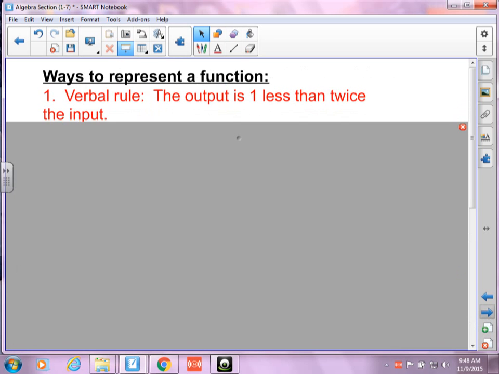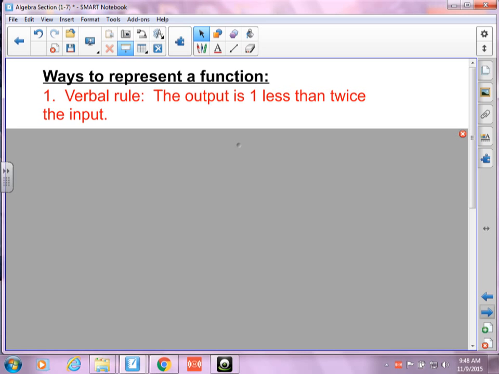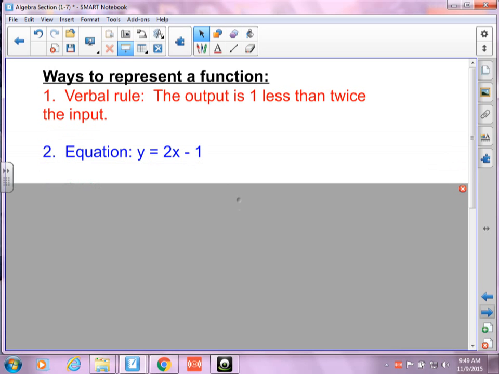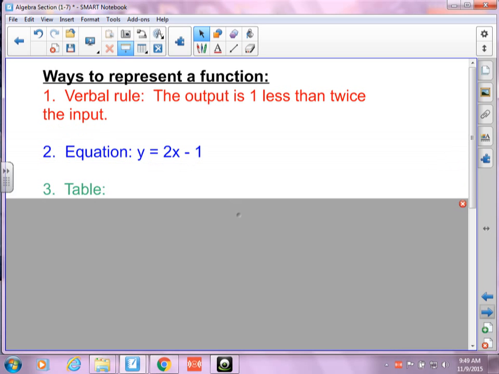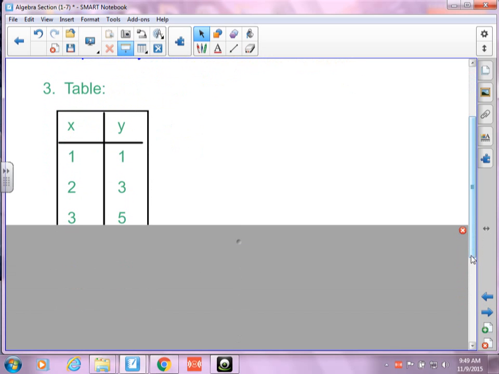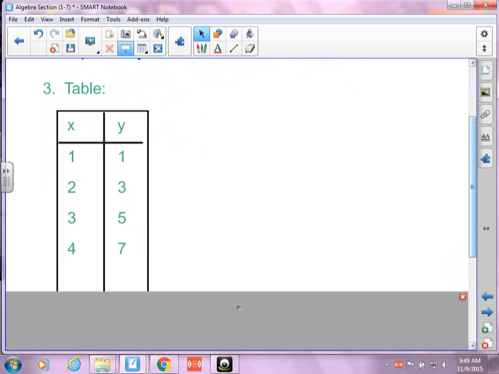Ways to represent a function. Okay, so one way to represent a function is a verbal rule. Okay, so I can say the output is twice or 1 less than twice the input. Another way to represent a function is an equation, y equals 2x minus 1. Another way to have a function is to do a table. Now take a look at the table for a minute. How do I know this is a function? Do you remember? Yeah.